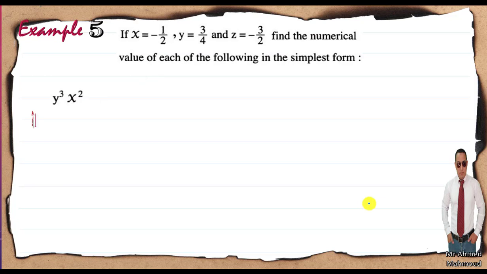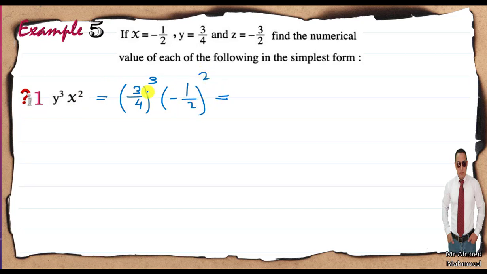In this example, I have x equals negative 1/2, y equals 3/4, z equals negative 3/2. Find the value of the following expressions. y to the power of 3 times x to the power of 2. This is equal to (3/4), this is y, all to the power of 3, times x to the power of 2, (negative 1/2) all to the power of 2.